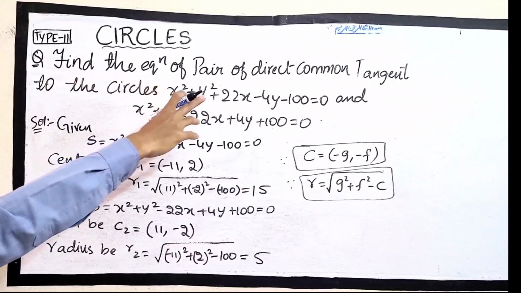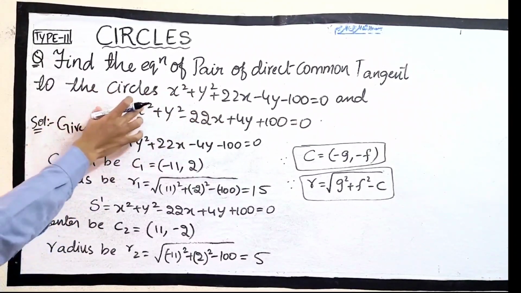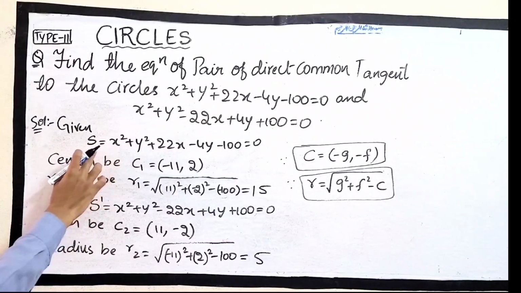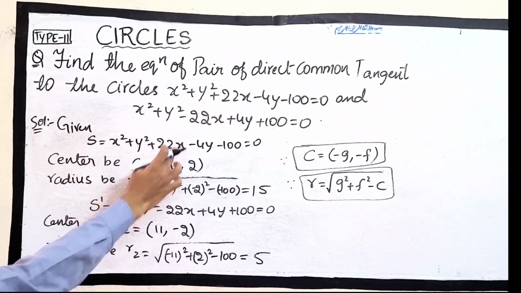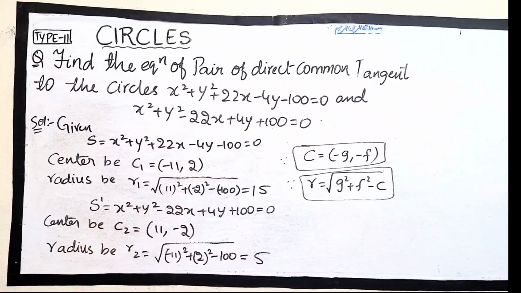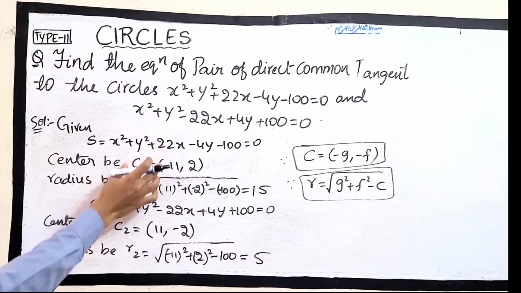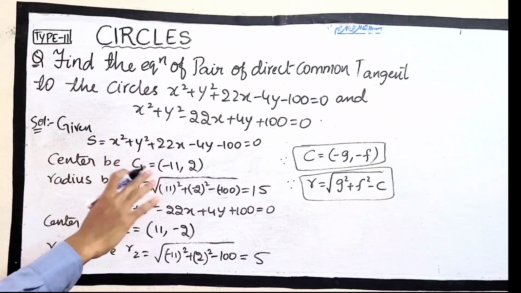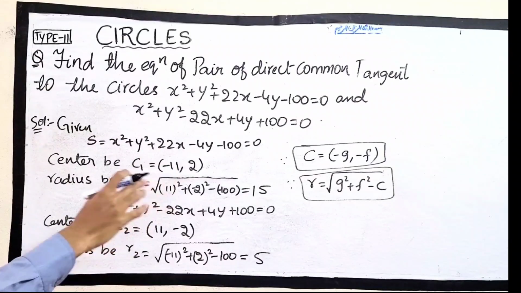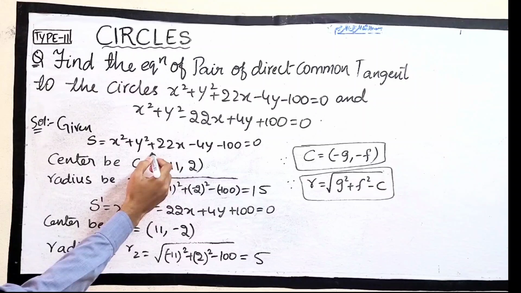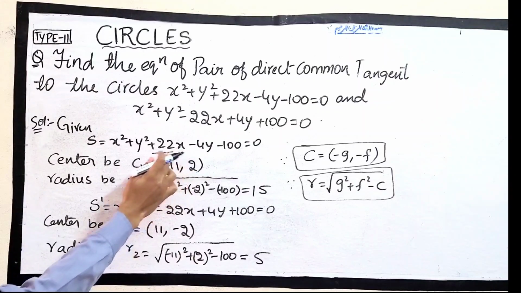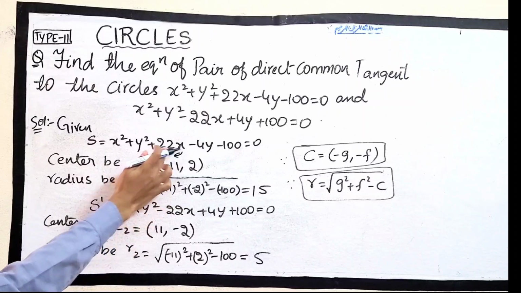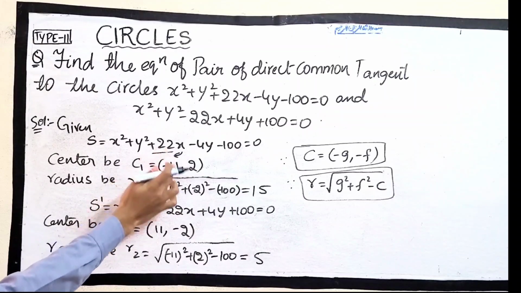Find the equation of the pair of direct common tangents to the circles. So 2 equations of circles are given. You just need to take the first equation as S: x square plus y square plus 22x minus 4y minus 100 equals 0. Just find out the center. The formula for center is minus g comma minus f. You don't need to worry about the standard formula. Just a simple step. What is that? Take the coefficient of x, change the sign and divide by 2. After changing the sign it will be minus, and after dividing by 2 it will be minus 11.